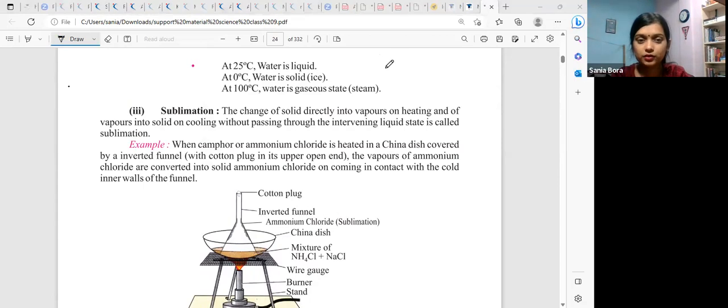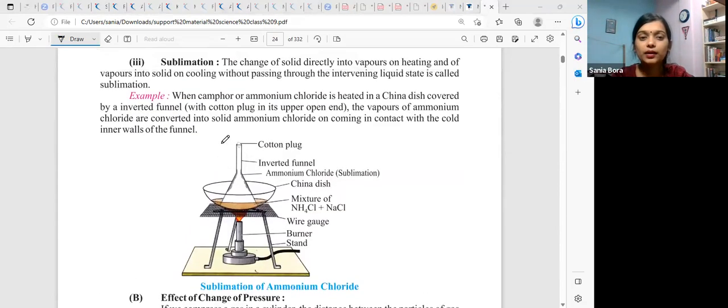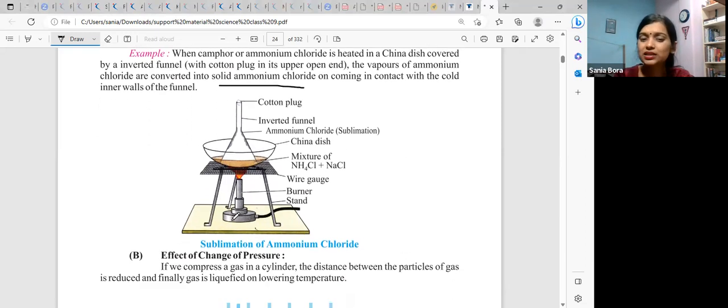Yeah, sublimation, right? Okay. Now over here, we will use one example of it. When camphor or ammonium chloride is heated in a china dish covered by an inverted funnel with a cotton plug overhead, the vapors of ammonium chloride are converted into solid ammonium chloride on coming in contact with the cold inner wall of the funnel. So this is basically the sublimation of ammonium chloride. This is the example you can see.